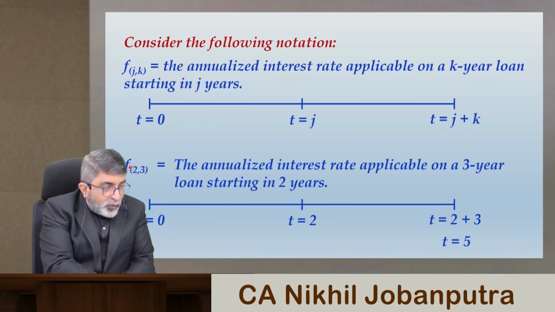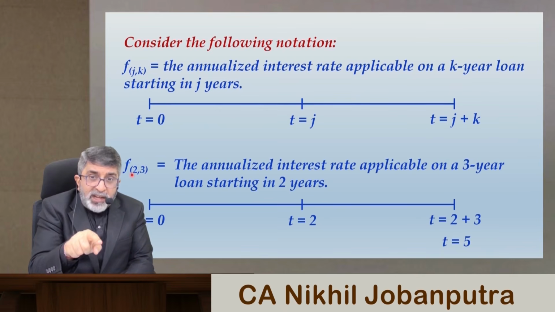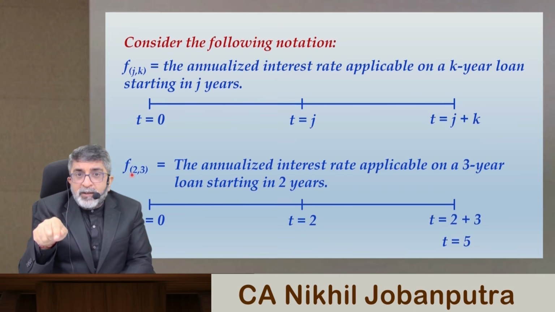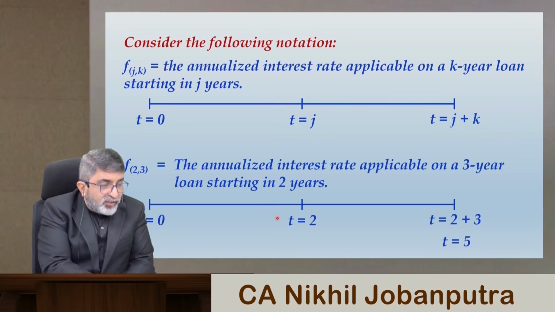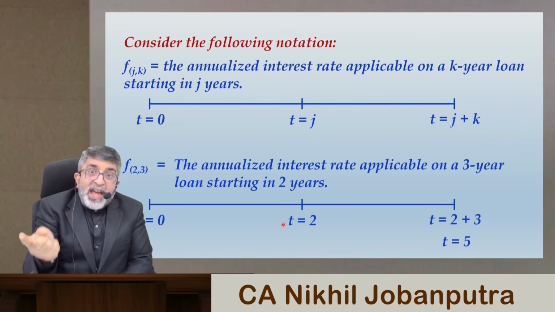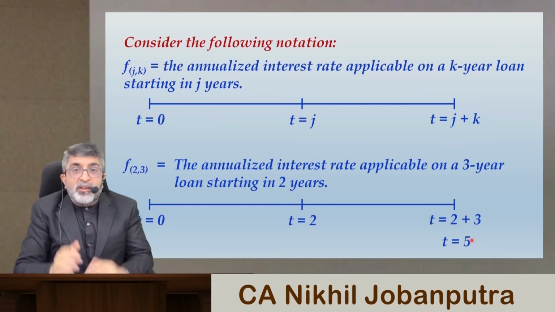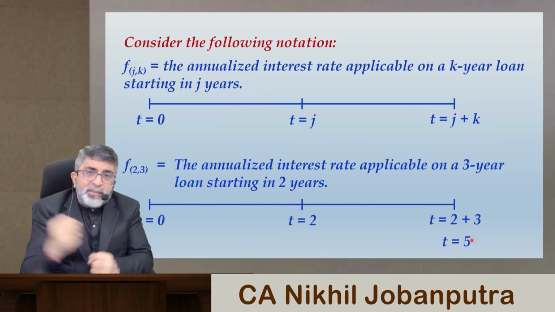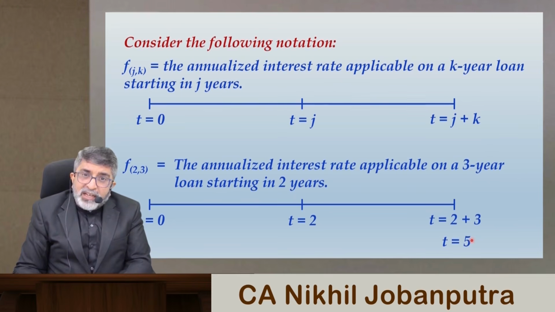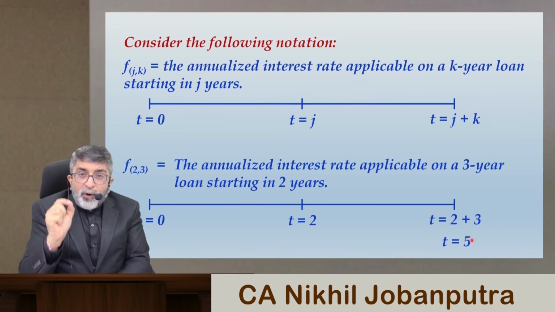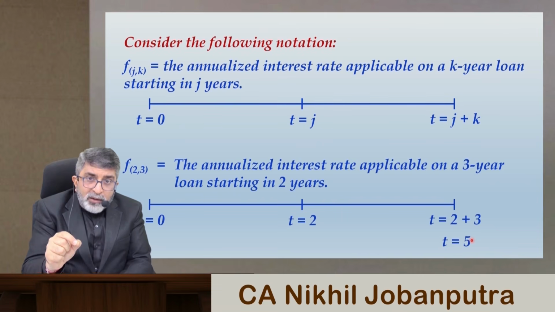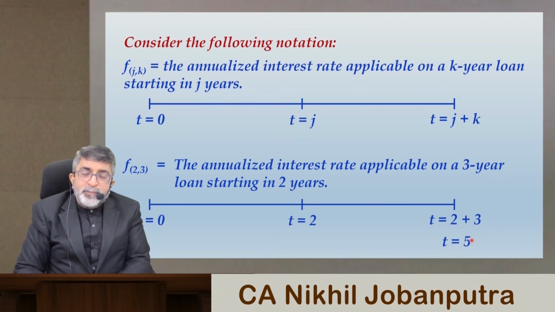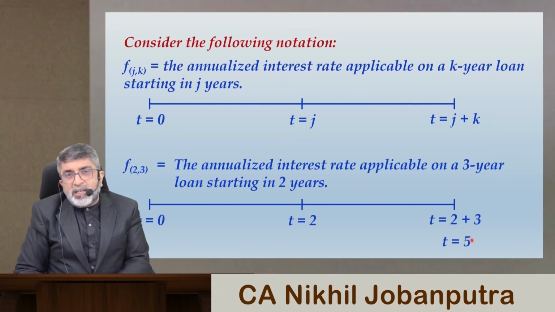That means if I want to find the implied forward rate f2 comma 3, I must have the spot rate for 2 years as well as the spot rate for 5 years. Between the spot rate for 2 years and 5 years, I will be able to extract mathematically the implied forward rate applicable for a 3-year loan that will start after 2 years. That is f2 comma 3.